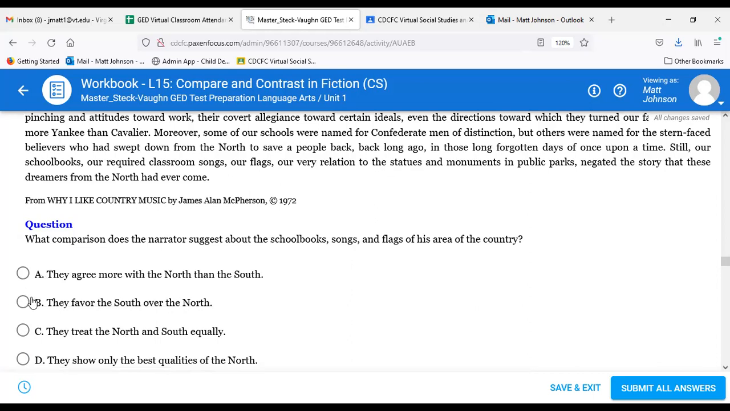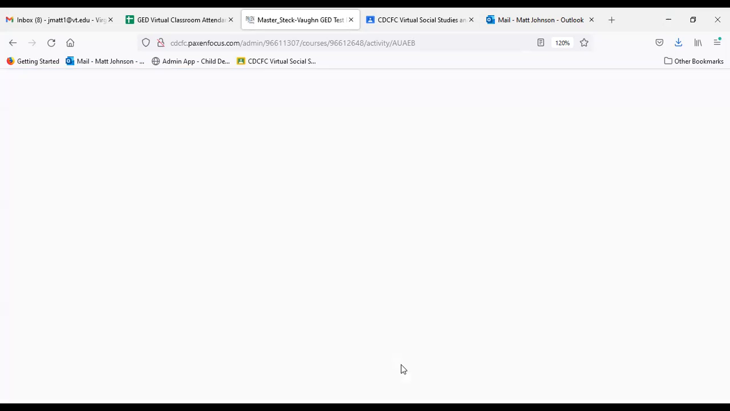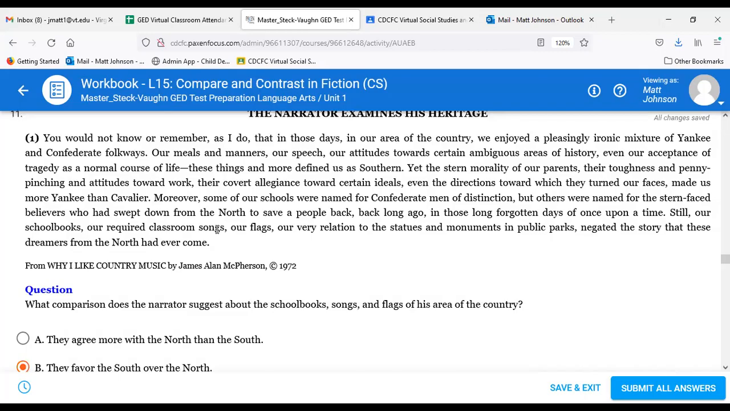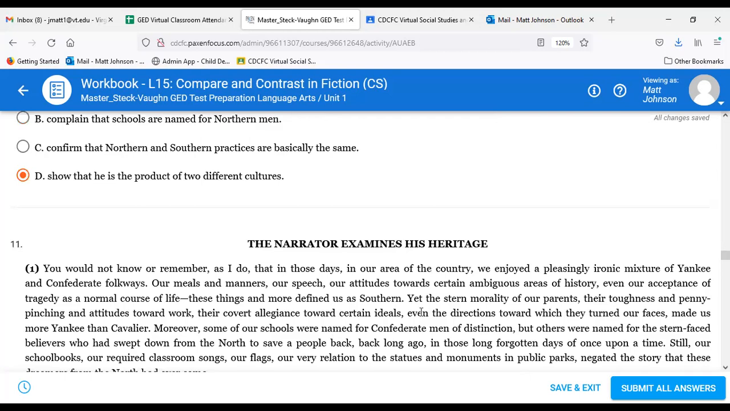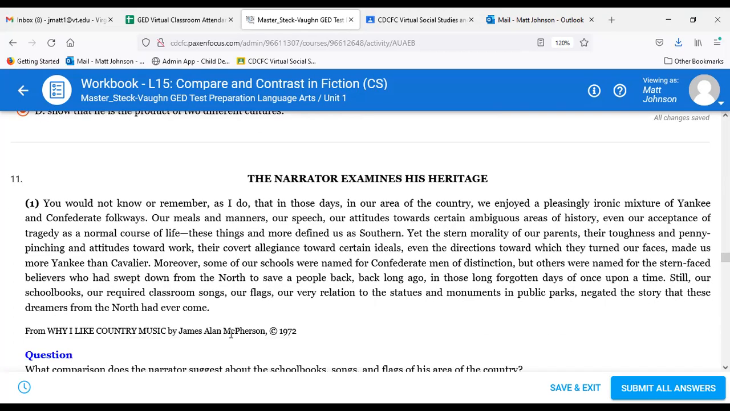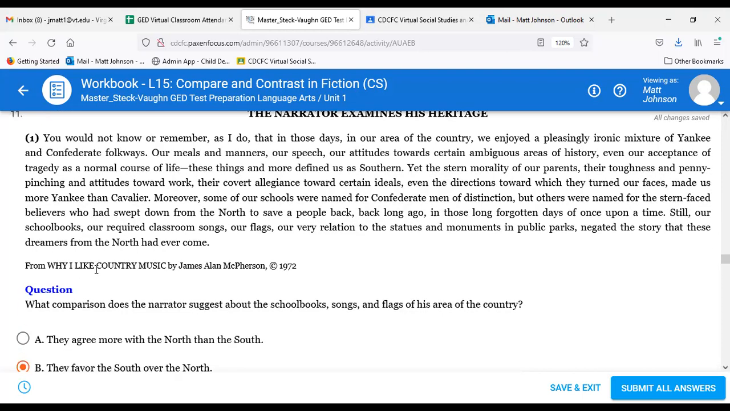B. Yeah, B as in boy, they favor the South over the North. And we kind of get that, it says the names of the schools were Confederate men. Our speech, attitudes towards certain ambiguous areas of history. I think there's another part where it says: our school books, our required classroom songs, our flags, our very relation to the statues and monuments in public parks negated the story that these dreamers from the North had ever come.